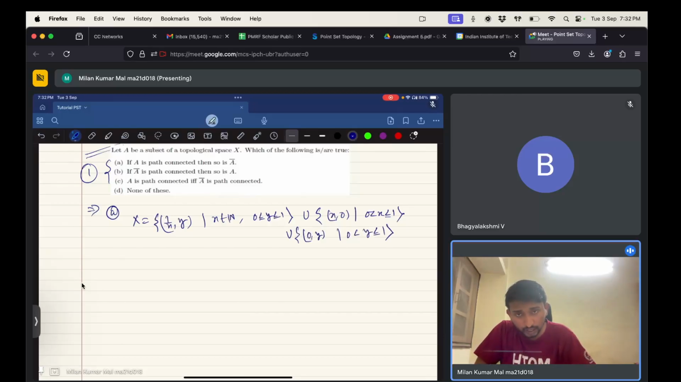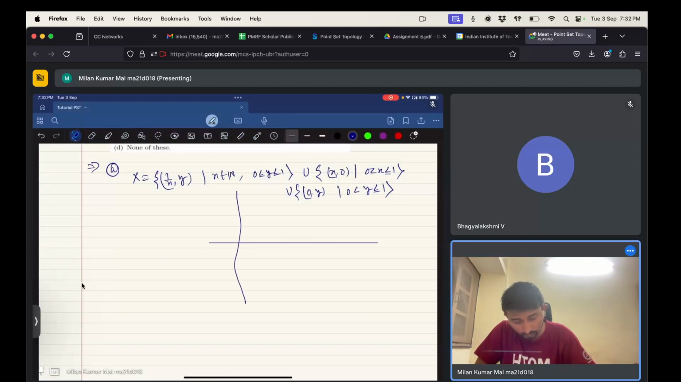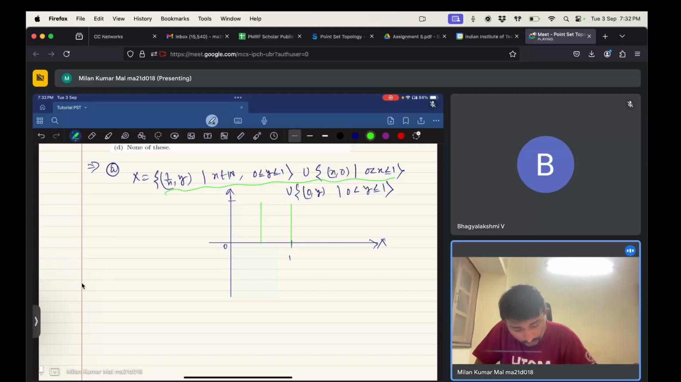If you draw this graph, it will be something like this. Suppose this is the 0 point, and this is the 1 point, and this is above the 1 point. This is the x-axis and this is the y-axis. Now I will try to draw this portion in this color. First is the line at 1, second is this line, third is this line, fourth is this line, this way.